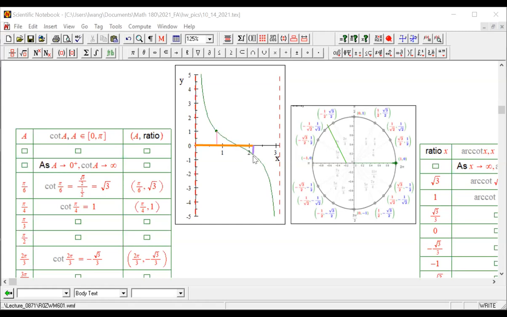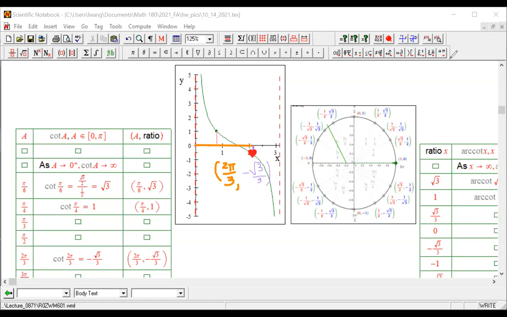So that's the point. And this point can be marked as the orange, 2 pi over 3. And the output is negative √3/3. Oh, wrong color. Negative √3/3. Does that make sense to you? Mm-hmm. And what else point you want to do?